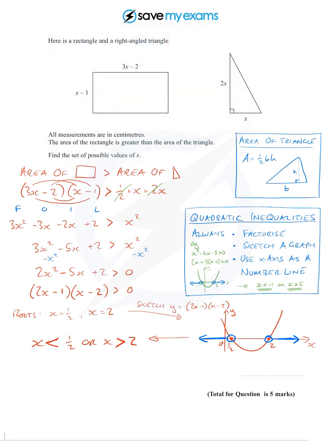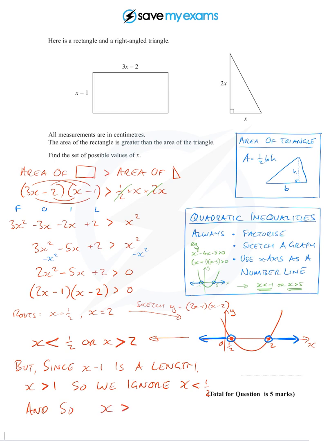And so let's do that now. So we can say, since x minus 1 is a length, we say that x must be greater than 1. And so we ignore that sort of bit underneath, the left-hand bit there, the x is less than a half, and so the answer is x is greater than 2. And we're done.